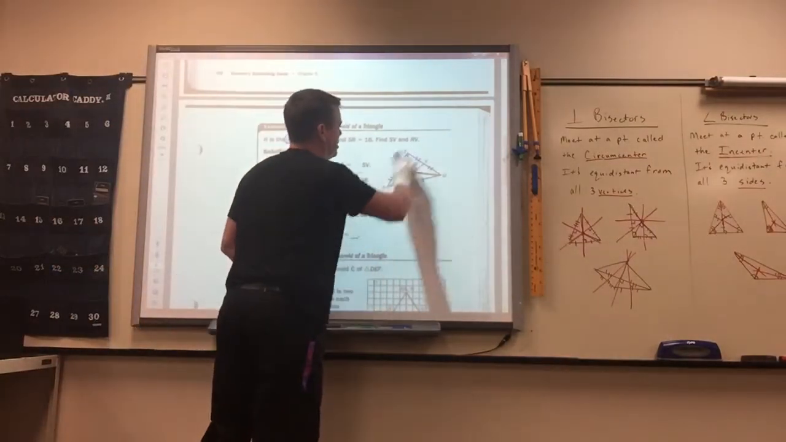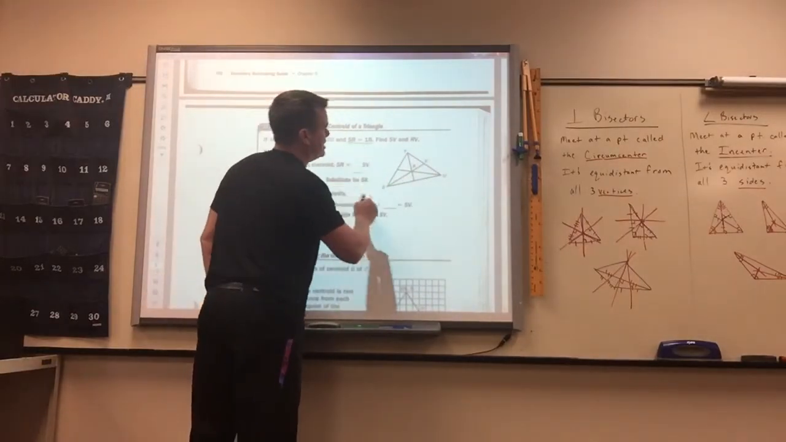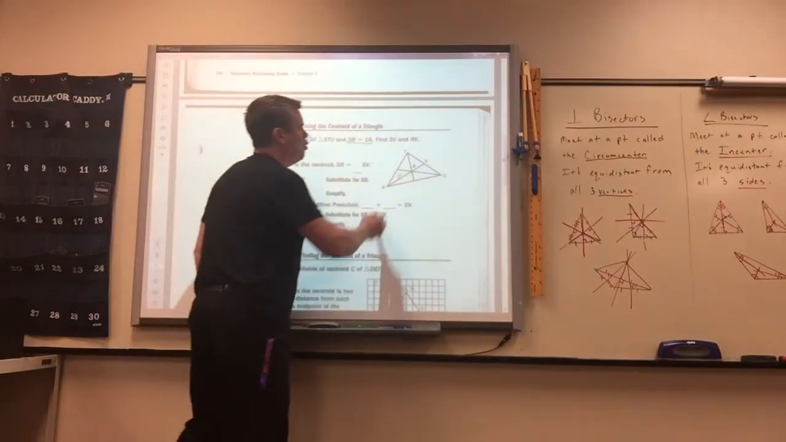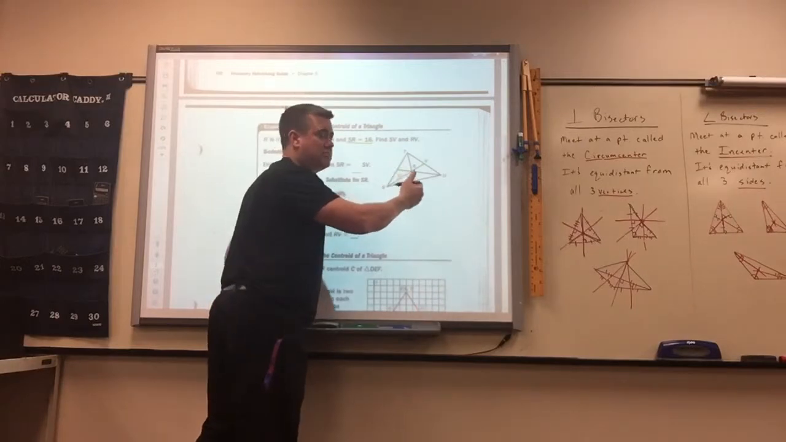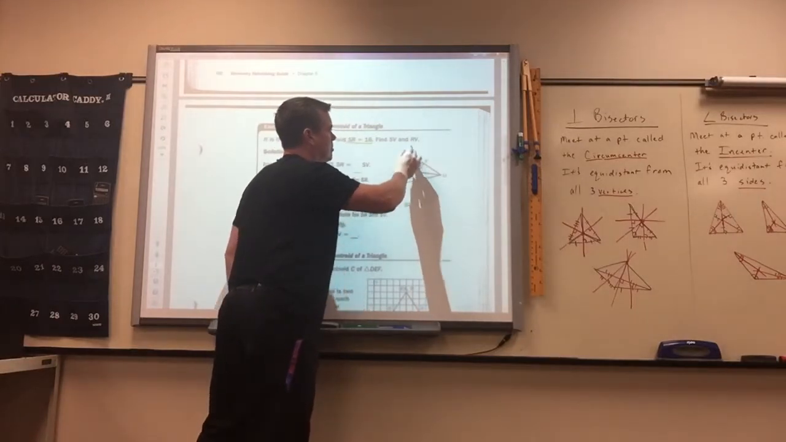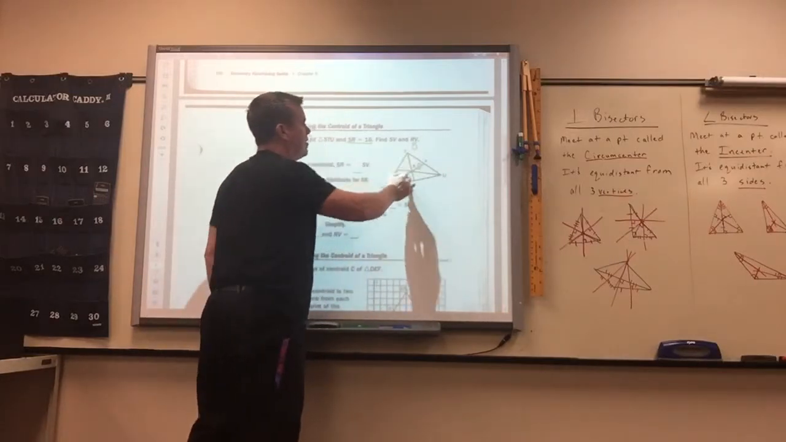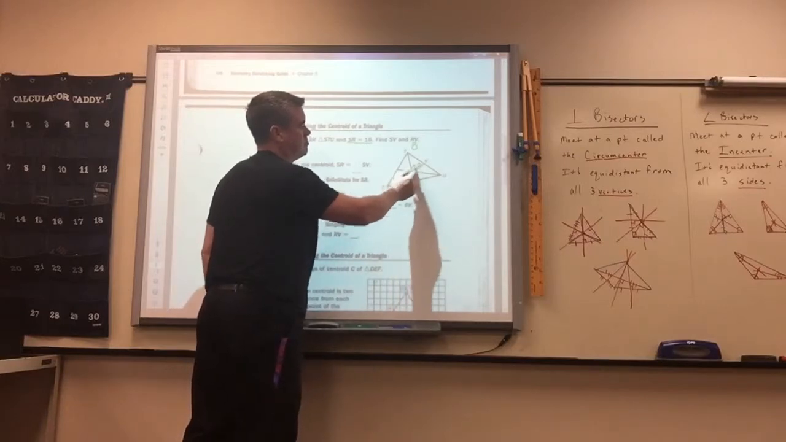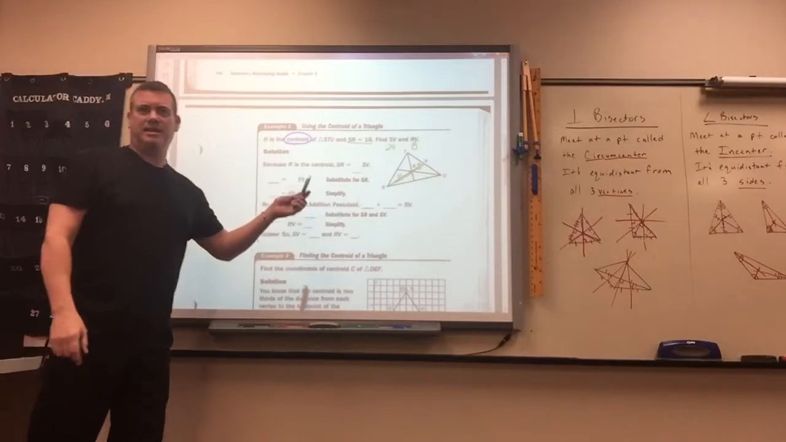So in this picture, they tell us SR is 16. So what would RV be then? 8. The short part is always half of the long part. And then what would SV be, the whole thing? 24.